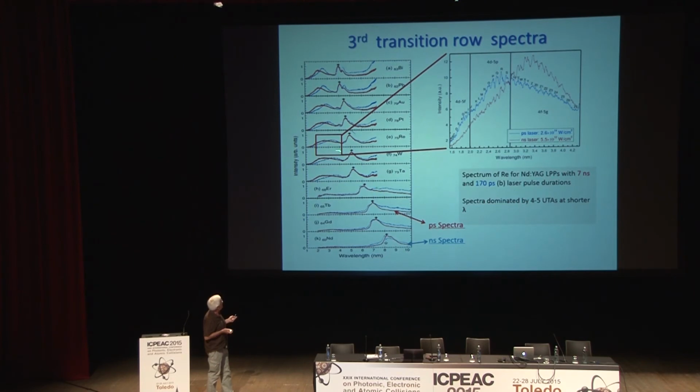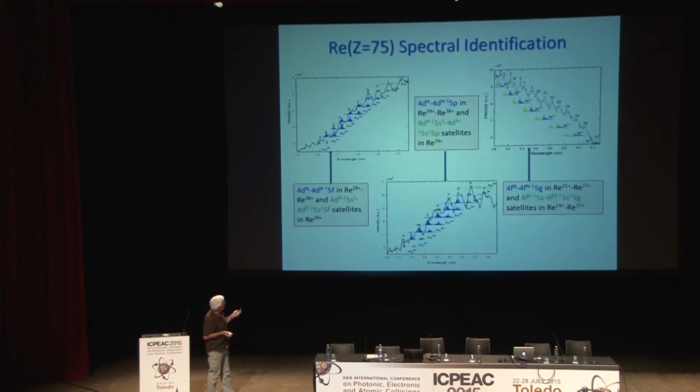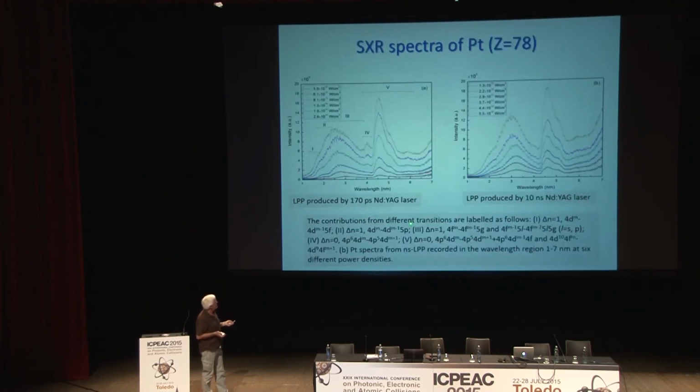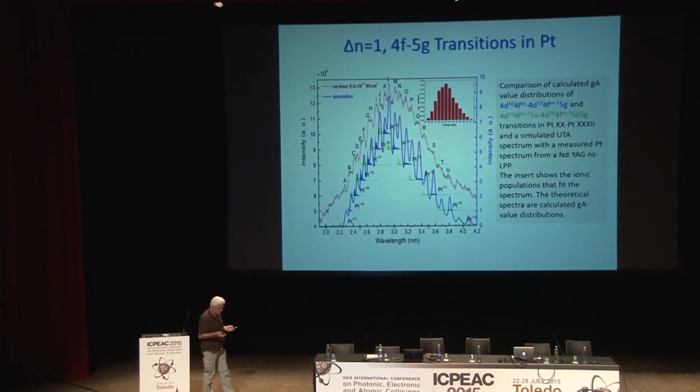We've also looked at a lot of these second transition row elements, and we've looked at transitions in rhenium, which are here. Again, we've managed to identify lots in all these peaks. You might think this has all been done 20, 30, 40 years ago. Surprisingly, it hasn't. And also, we've looked most recently at platinum, where you get these delta n equal 1 arrays and delta n equal 0, 4 to 4, 4 to 5 arrays. We've classified a lot of these things.